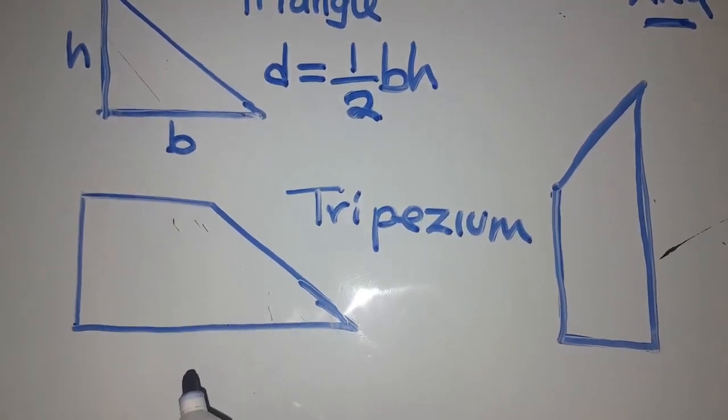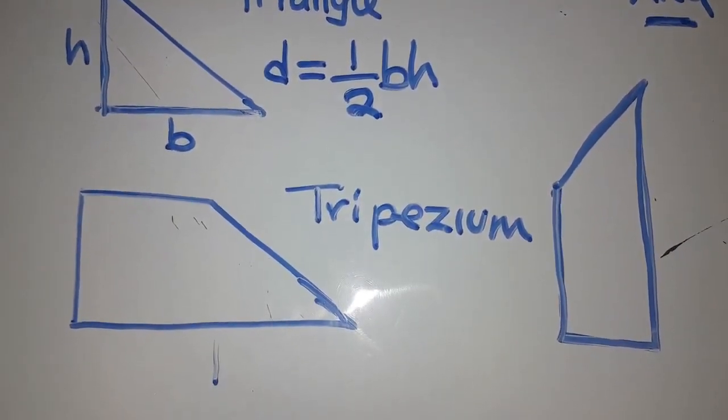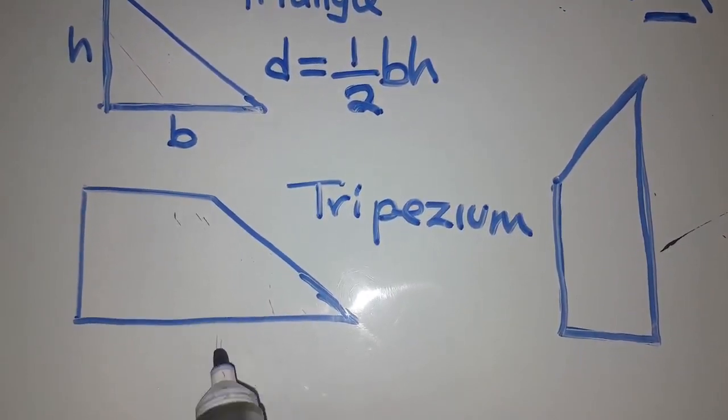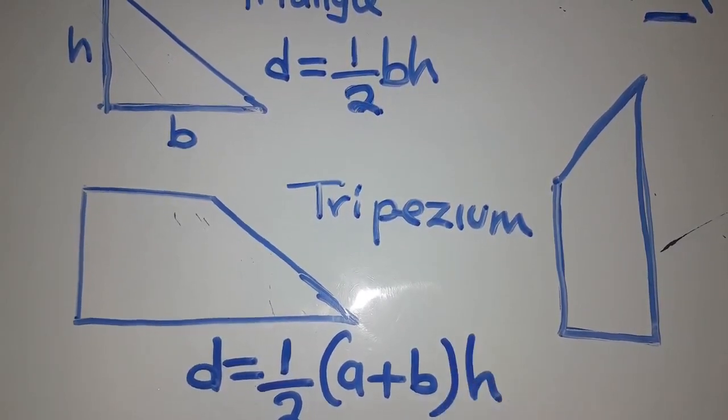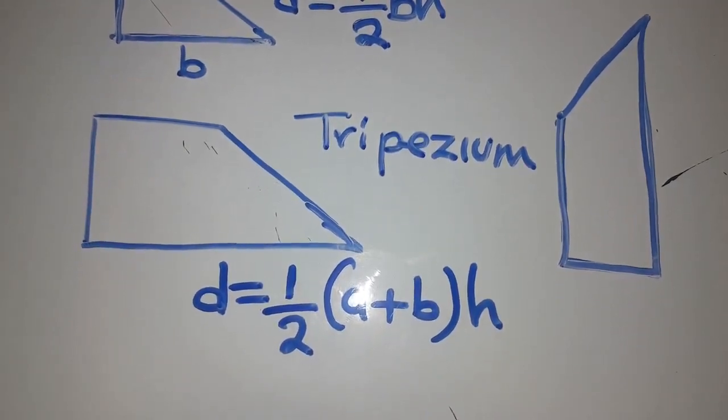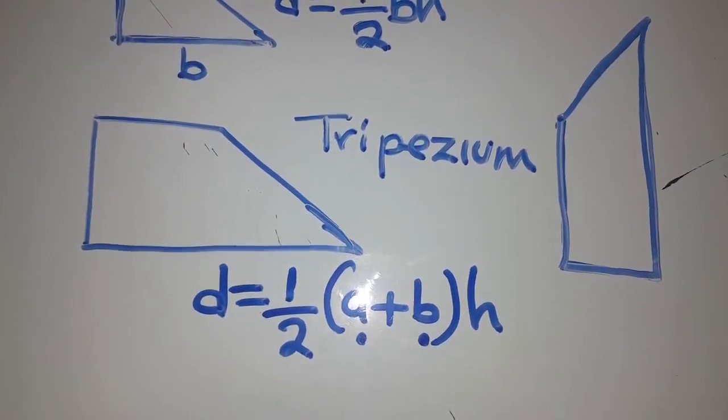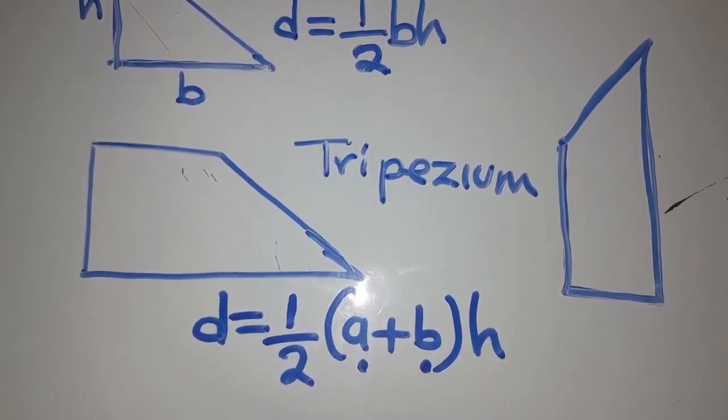The formula that we get to use under a trapezium is this one: distance is equal to half, A plus B, times H. This is the formula that we normally use whenever we are talking about trapeziums. In this case, where is your A and where is your B? For now, I just want you to know these shapes and understand the formulas. When I give an example, that's when you will see how we apply them.